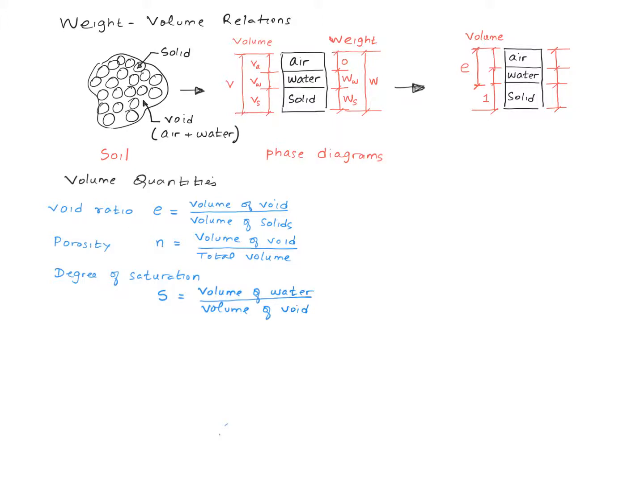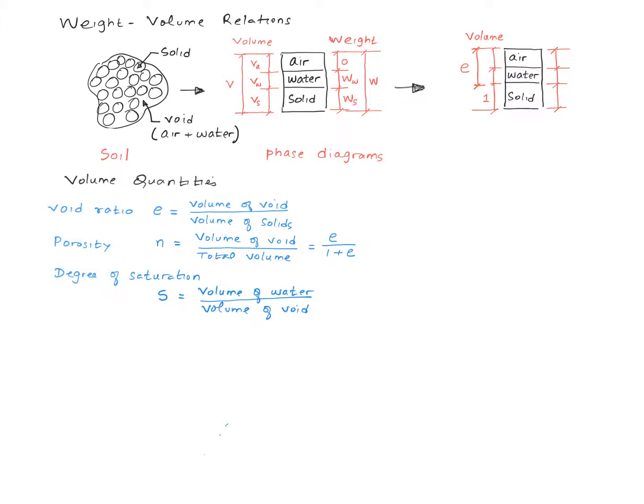Now the definition of porosity. Porosity is defined as the volume of void divided by the total volume. Again, going back to this diagram one more time, the volume of void is e. The total volume is 1 plus e. So now we have a relationship between porosity and void ratio.